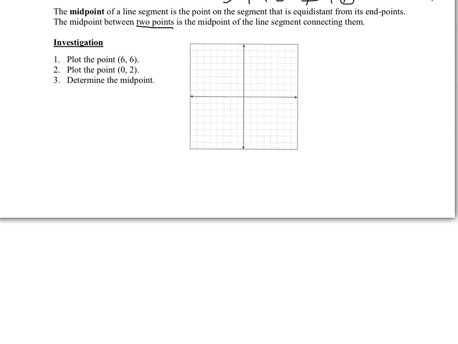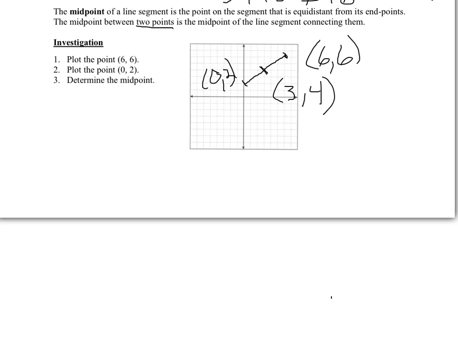Here we plot the point 6, 6. We go right 6 and then up 6. So that'd be right about there. So that's the point 6, 6. And you plot the point 0, 2. You don't go either way, left or right. You go up 2. There'll be right about there. So there's the point 0, 2. We want to find the midpoint of the line that would connect those 2 points. And I think it's pretty easy to see that the midpoint's going to be right there, which is at the point 3, 4.